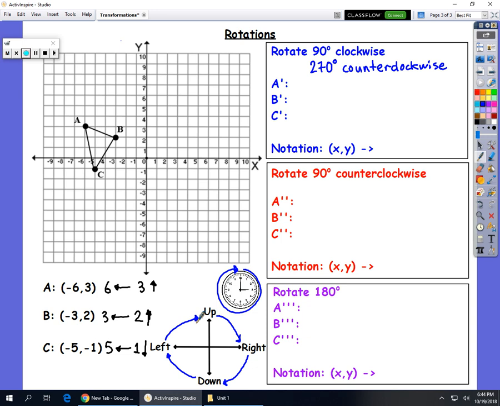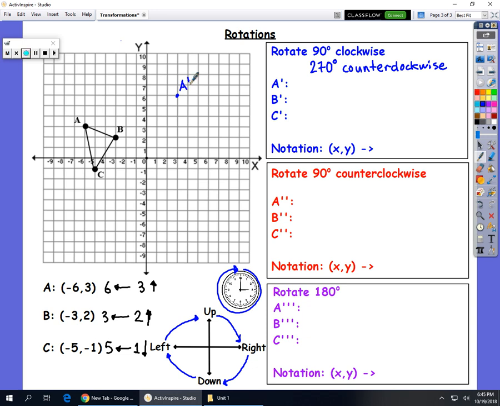So to make our rotations easier, we can take our original directions and change them based on this 90 degrees clockwise movement. Instead of 6 left, I should be going 6 up. And instead of 3 up, I should be going 3 right. So let's go 6 up, 1, 2, 3, 4, 5, 6, and 3 right, 1, 2, 3. That is where my new A prime should be.